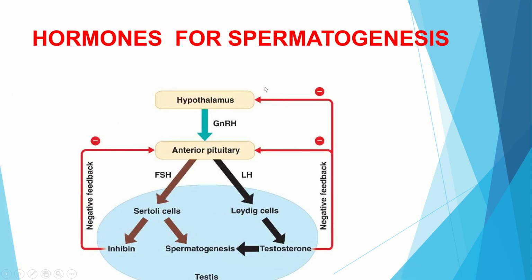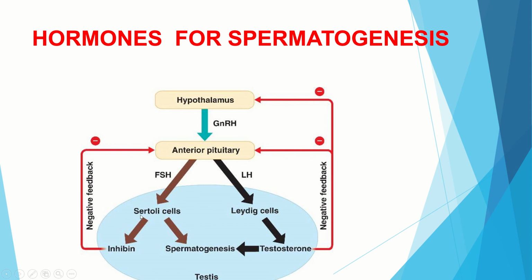And for spermatogenesis, some hormones are very important. That is, it is stimulated by the hypothalamus. Where is it located? It is present in the brain. So the brain has the hypothalamus, and that hypothalamus is divided into two parts, anterior and posterior. The anterior part of the hypothalamus will be secreting the gonadotrophin releasing hormone. That gonadotrophin hormone is of two types, called follicle stimulating hormone and luteinizing hormone.